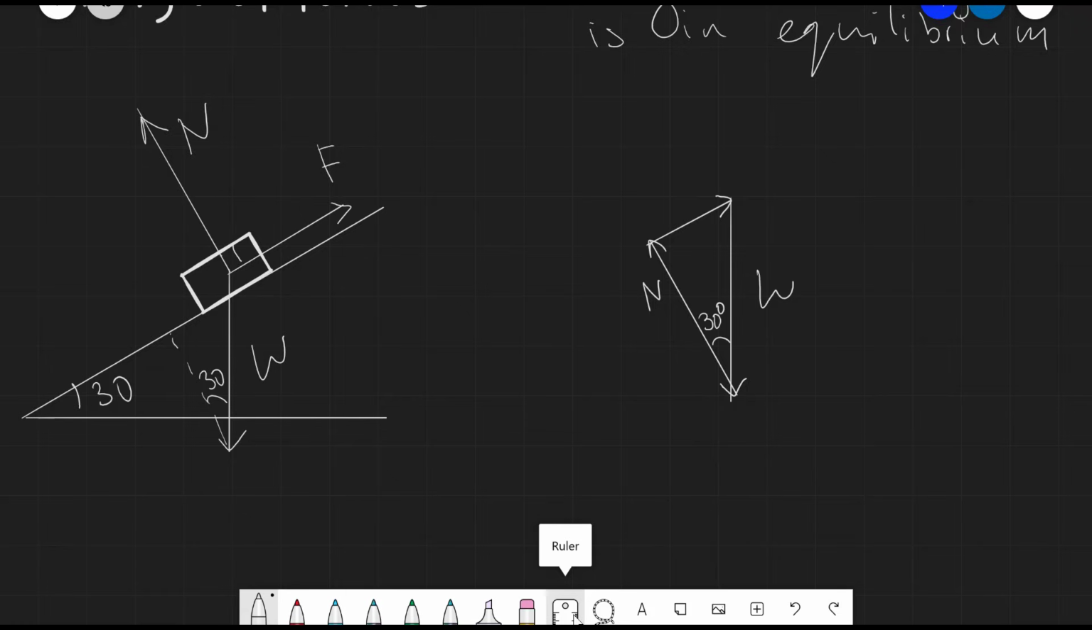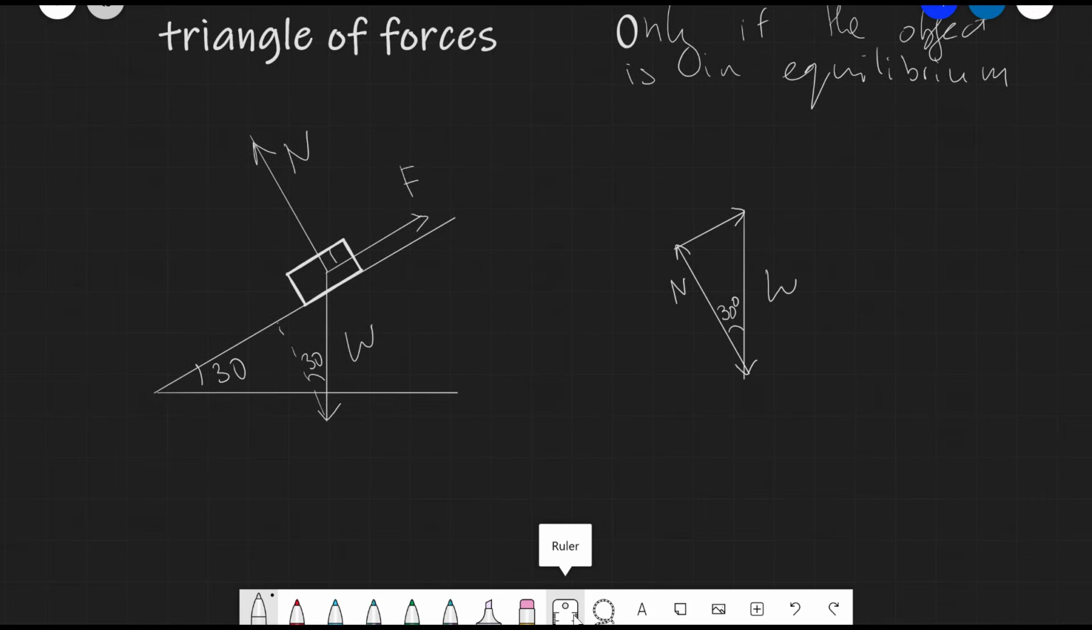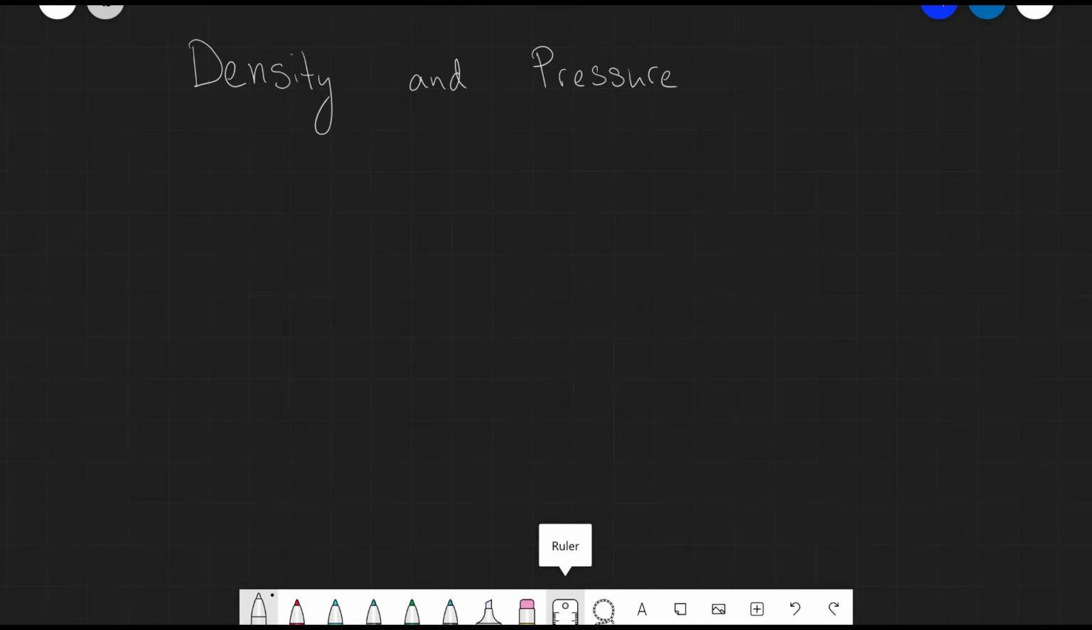And this is the correct triangle of forces for this particular situation. We have the force F acting to the left, we have the normal reaction N acting upwards, and then we have the weight acting downwards. Okay guys, we're doing extremely well. We've revised a lot of material. This is a long topic.